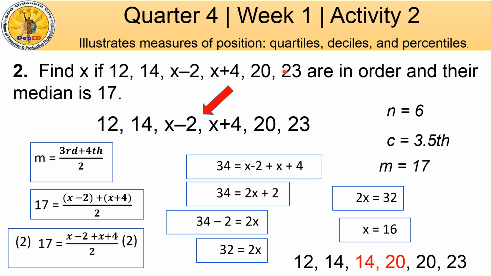So if we're going to replace x by 16, 16 minus 2, 14, and 16 plus 4, 20. And this data will represent your third and fourth data. And if we're going to add 14 plus 20, that is equal to 34, divided by 2, it will result to 17. That is your median.